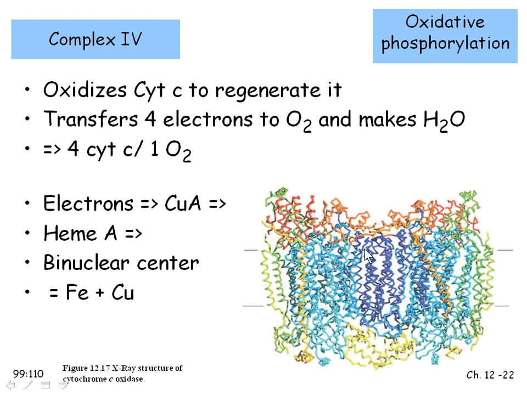Like the other 3 complexes we've talked about, it's a transmembrane complex, so it has some on the side of the matrix, some on the intermembrane side. Lots of transmembrane spanning helices.